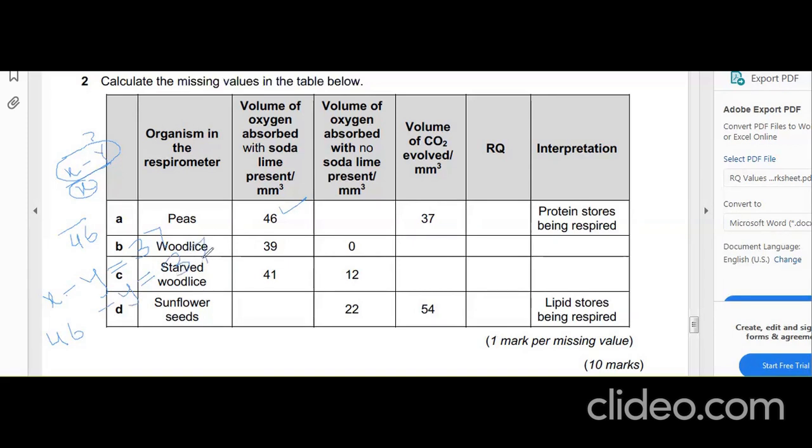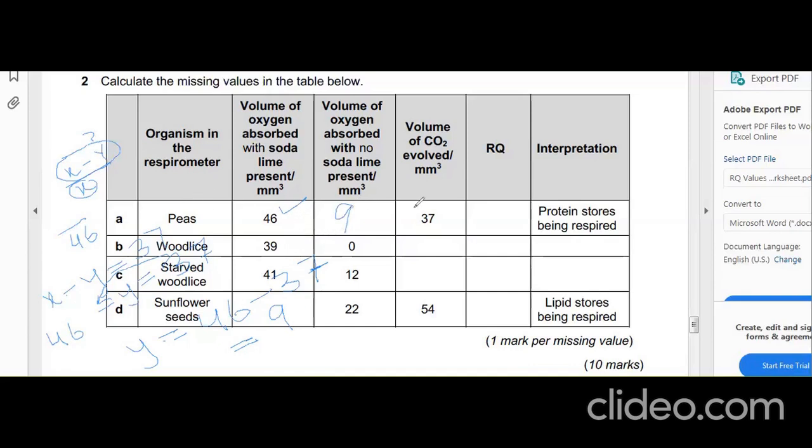Okay, so what I have to do is find the value of Y. The Y should come to that side, so the sign will change to plus, and this 37 should come to the other side. It means 46 minus 37, which gives me 9. So I will put the value 9 here.